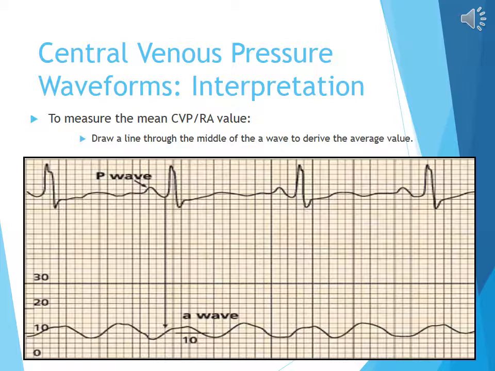This is again showing how you would measure the mean CVP value. So this is the other method where you can just draw a line through the middle of the A wave and derive the average value. So you can see they kind of just went middle of that A wave and coincided with 10, and that is the mean CVP.